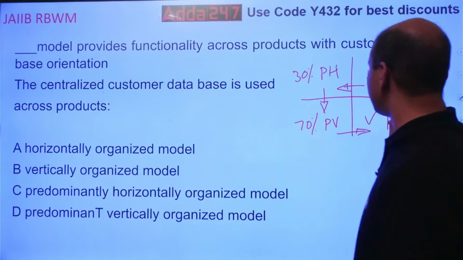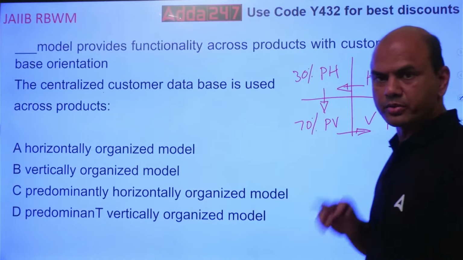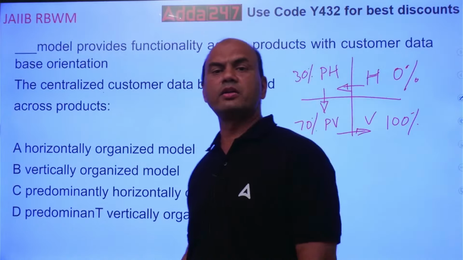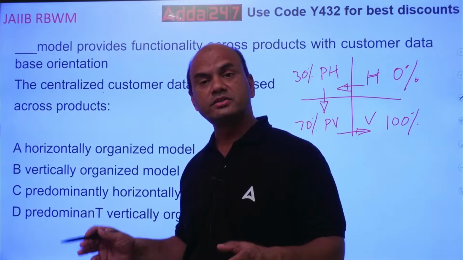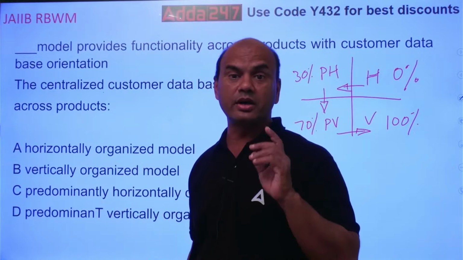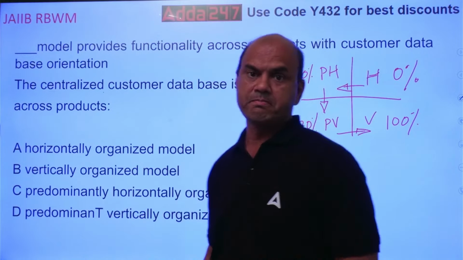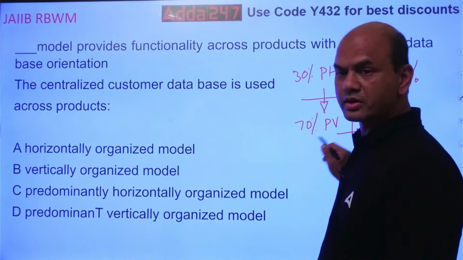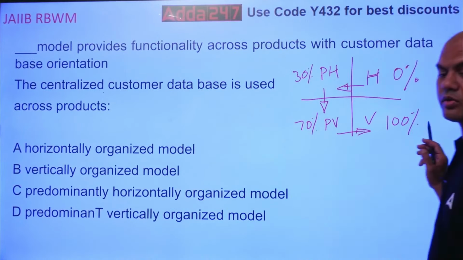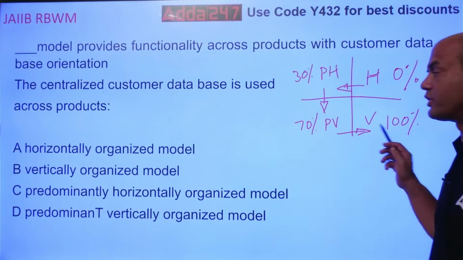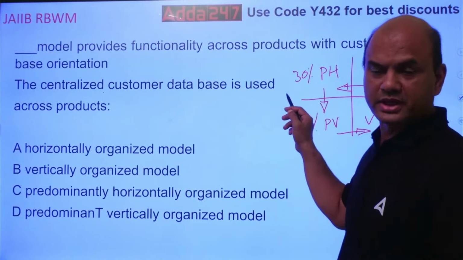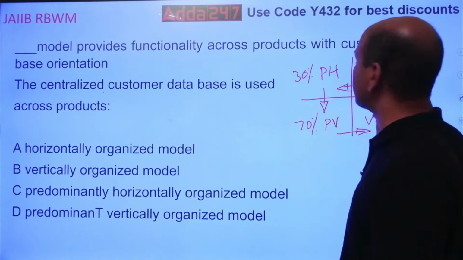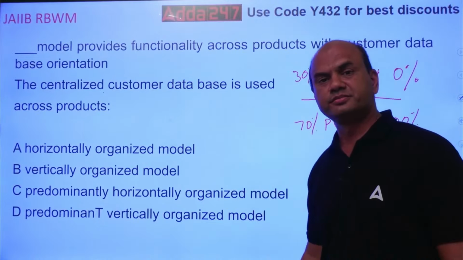Here, what happens in the vertically organized model is a very important point, so remember it. In the vertically organized model, the data is common, so you can do major outsourcing here. Here you can do some majority outsourcing. Here you can do full outsourcing. Here you can do some part of the outsourcing. It starts. In horizontal, you can't do any outsourcing.